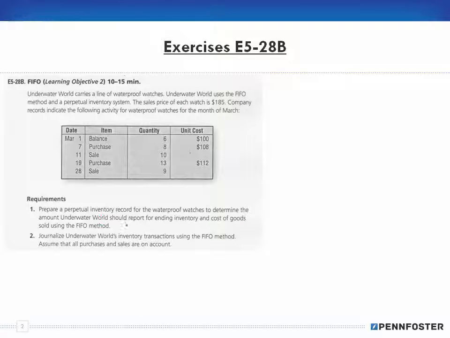Prepare a perpetual inventory record for waterproof watches to determine the amount Underwater World should report for ending inventory and cost of goods sold using the FIFO method, and then journalize the inventory transactions using the FIFO method, and assume that all purchases and sales are on account.